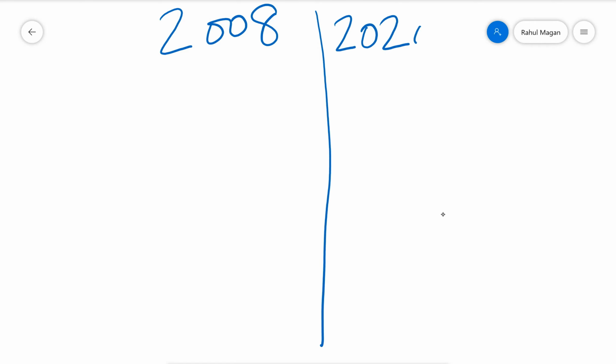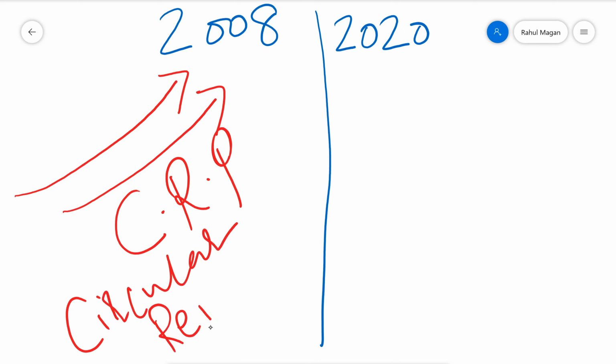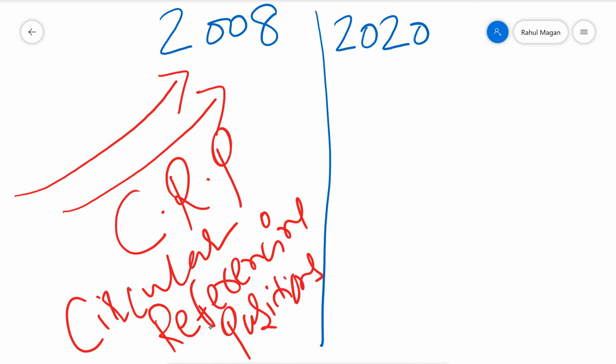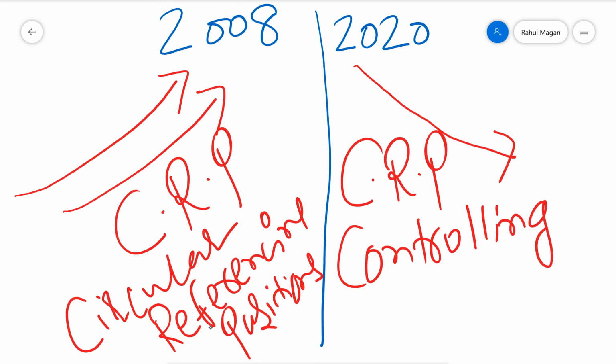Remember 2008, and let us say 2020. Let me use two colors. When the economy is going up, circular referencing positions, CRP, go up. And when the market collapses, circular referencing positions either collapse or they end up controlling that institution. But I'm sure that 99% of the people even today do not know which bank invested where, how.